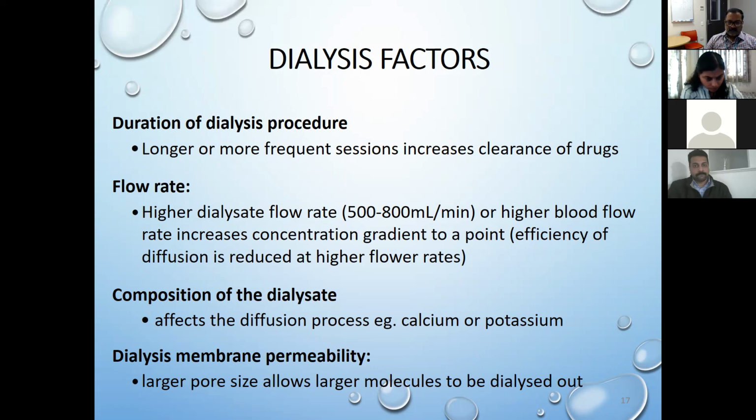And then dialysis membrane permeability. There are many different membranes around, and the type will affect drug removal because of changes in the permeability and the composition, which might favour the removal of different drugs. Higher permeable membranes may allow the removal of larger molecules up to 30,000 Daltons.